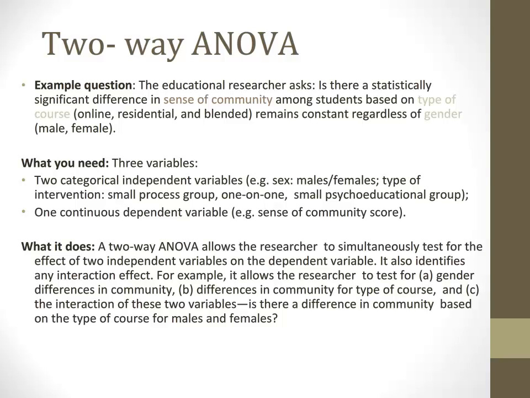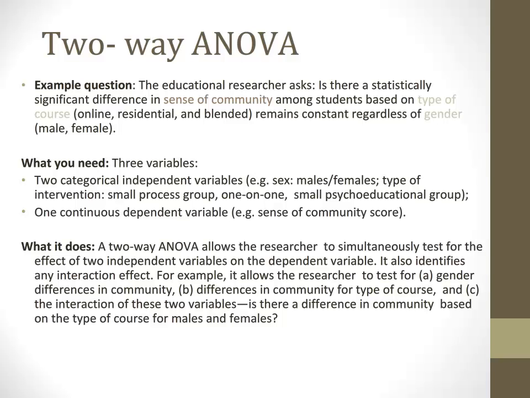So here it's important for you to remember that a two-way ANOVA is used whenever you as the researcher have one dependent variable and are interested in two independent variables, and the literature suggests that there may be an interaction between those independent variables.